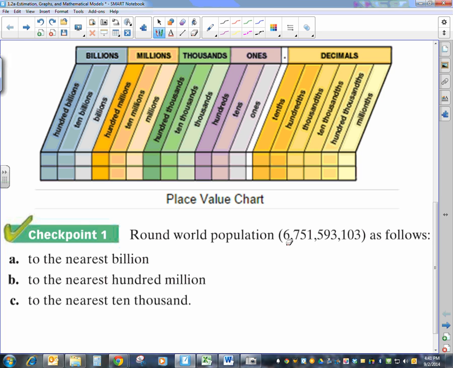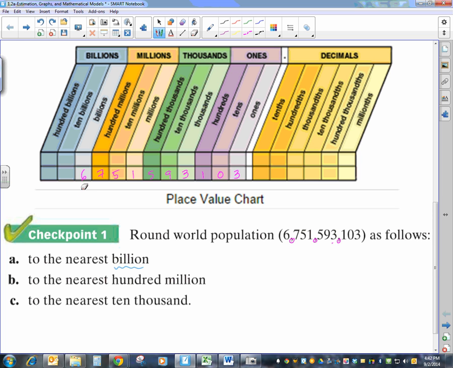This is the number 6,751,593,103. So if I put it in here, it would be 6,751,593,103. Notice when I read that, I read what this word up here was every time I had a comma. Okay, so those commas really help you group the numbers. So to start off with, let's round to the nearest billion.